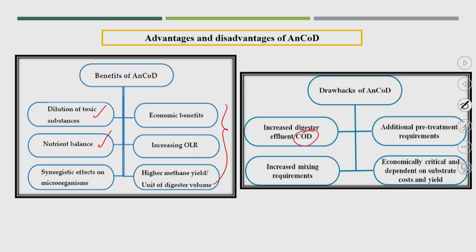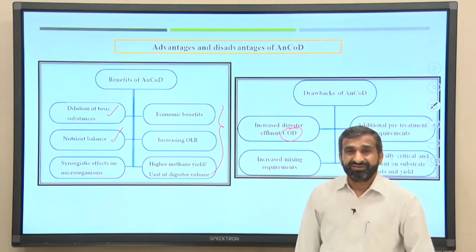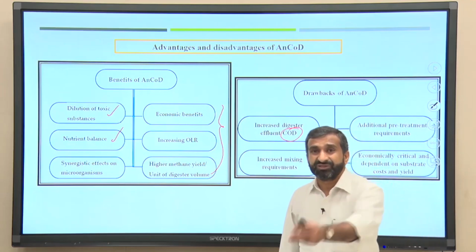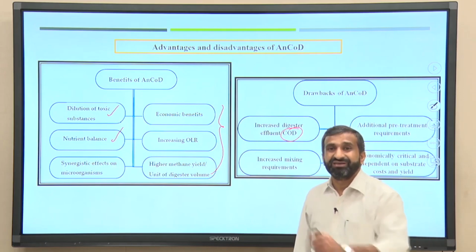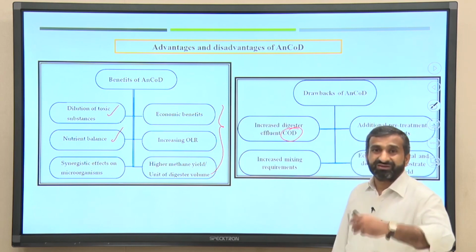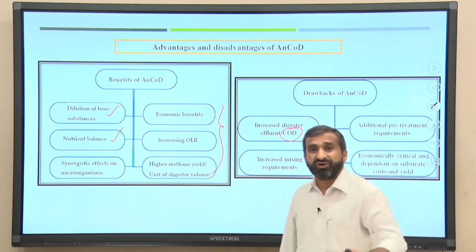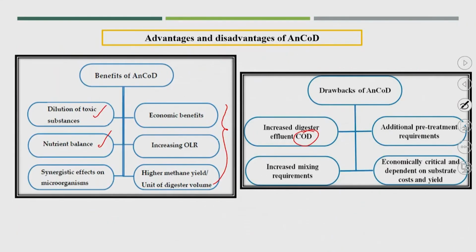Because when you are adding even cow dung or any other nitrogen rich organic matter into the reactor, it is not only nitrogen you are adding, but also carbon you are adding into the particular mass. So, obviously, your total chemical oxygen demand will also increase, and also there is increased mixing requirement, because both have to be mixed properly. So, there also you will require energy.